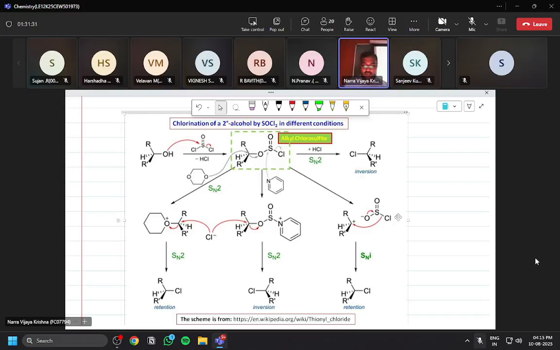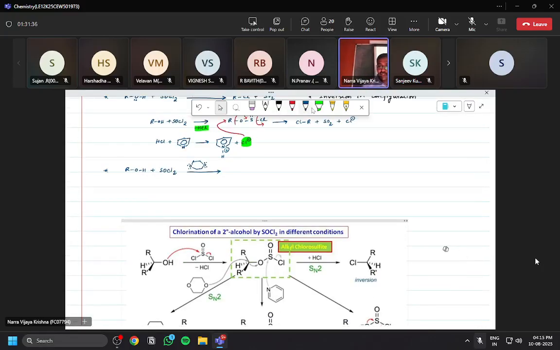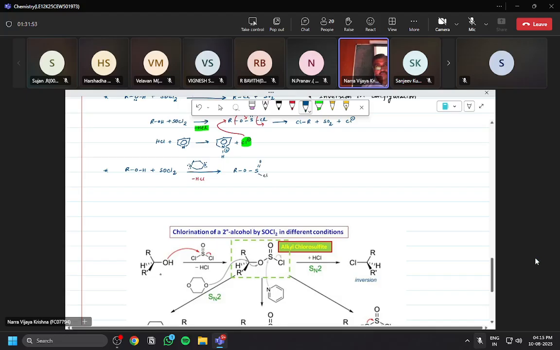Right? So I am taking the same example. In the first step, what happened? First, there will be loss of HCl. Then what will you get? R-O-S double bond O-Cl. That is the first step. Correct? Then what happened after forming this? First step is this or not?